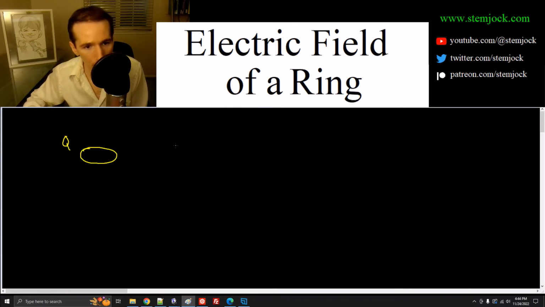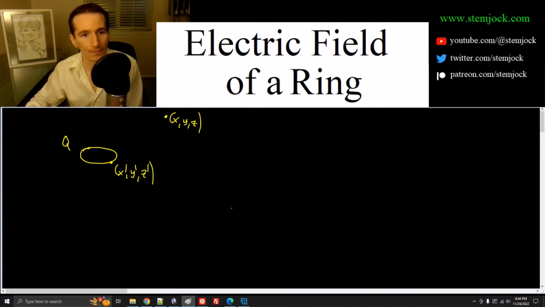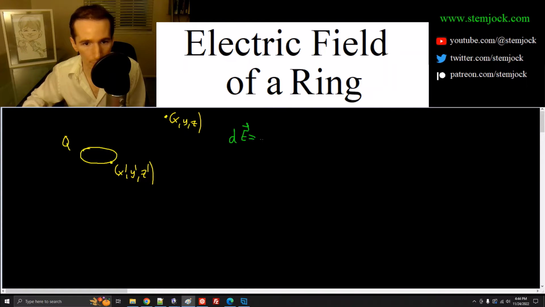And let's say we want to calculate the electric field at some point in space out here, x, y, z. Now, what we do is we choose a random point on this ring, and we call it x prime, y prime, z prime. Now, if you remember from the introduction video, the electric field from this portion of the ring on xyz is going to be dE equals 1 over 4 pi epsilon 0 times dq over script r squared times r hat.